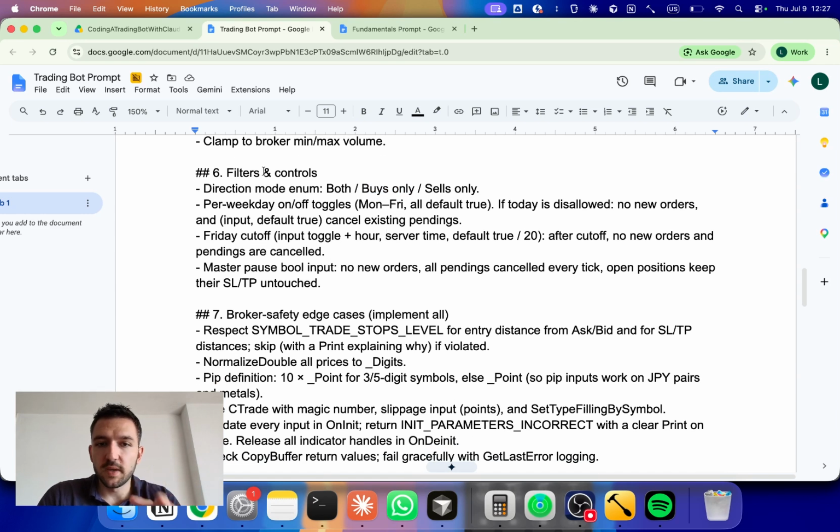We're gonna have per weekday on-off toggles. So Monday through Friday, you can actually trade it or not trade it. This can be useful if you wanna optimize it more. If you see, for example, that all the trades you took on Fridays ended up being negative, maybe that pair or that asset that you're trading is really not well suited to be traded on Fridays. I don't know, but it's just something to optimize for.